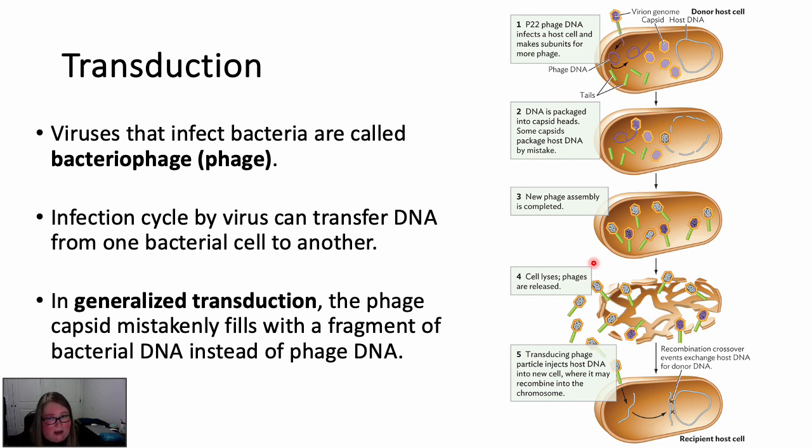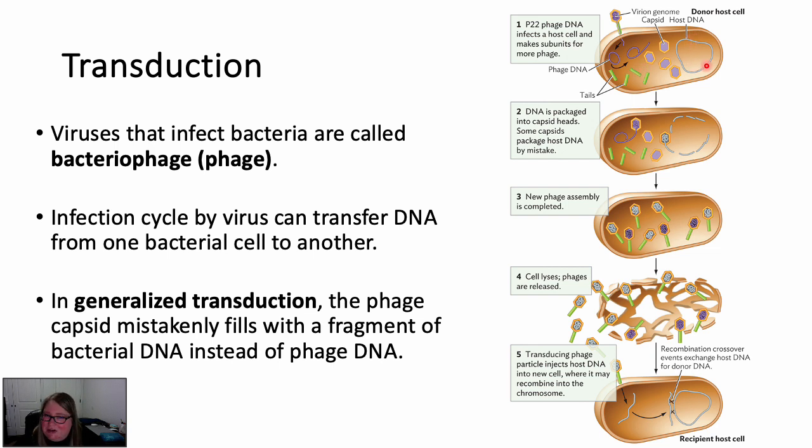Now we have two types of transduction: generalized transduction and specialized transduction. In generalized transduction, the bacteriophage is going to attach to the bacteria cell. It's going to inject its DNA. That DNA is going to be transcribed and translated, so we're going to start to make new proteins. We're going to start to make the different pieces of the virus.